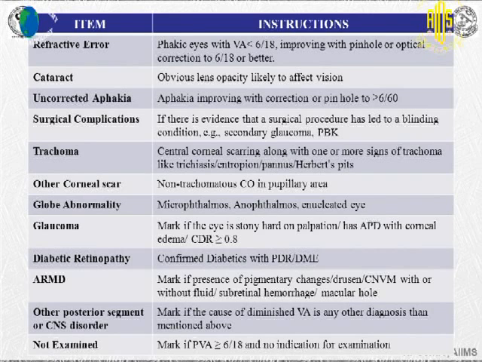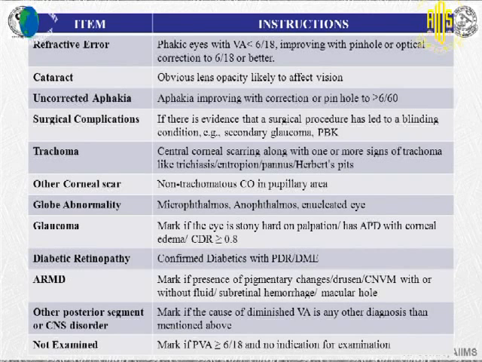Trachoma: mark central corneal scarring along with one or more signs of trachoma, like trichiasis, entropion, pannus or Herbert's pits, only then mark trachoma. Other corneal scar: if there is any history of infectious keratitis or vitamin A deficiency and you see a corneal scar, then please mark this option. Globe abnormality: microphthalmos, anophthalmos, enucleated eye, even phthisis. Glaucoma: mark if the eye is stony hard on palpation, the CDR is more than 0.8, and there is an afferent pupillary defect with corneal edema. You have to be absolutely sure there is no other cause and that the diminution of vision is due to glaucoma, either with a known history of glaucoma or with advanced glaucomatous cupping or corneal edema.